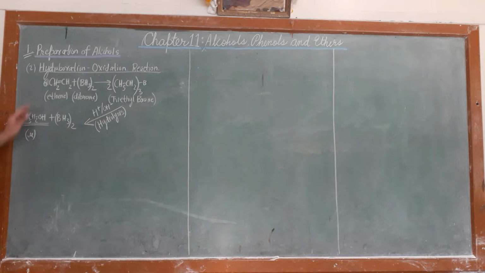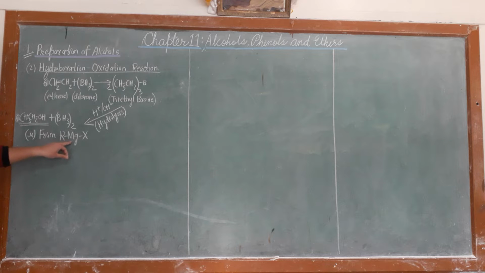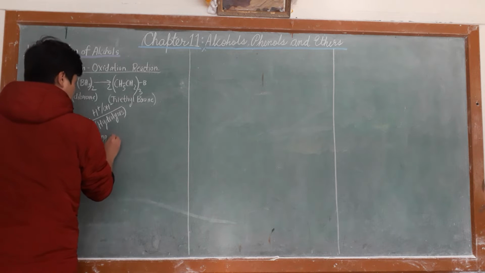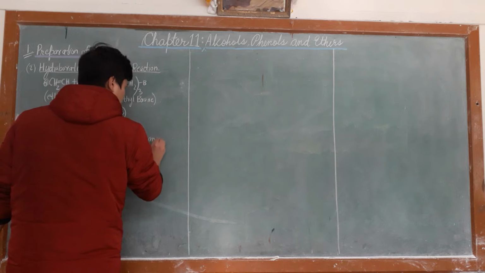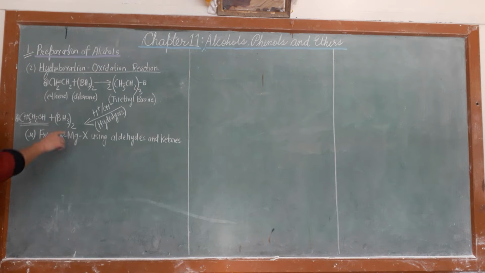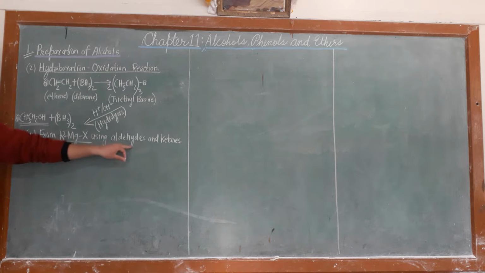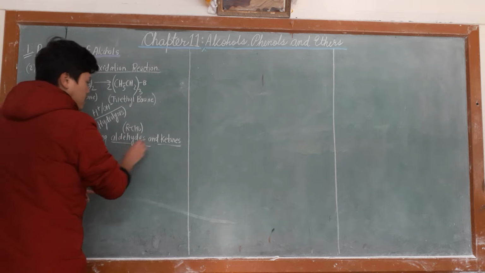Now the second reaction is preparation from RMgX, that is your Grignard reagent, using aldehydes and ketones. Aldehydes in general form are RCHO, ketones are RCOR.